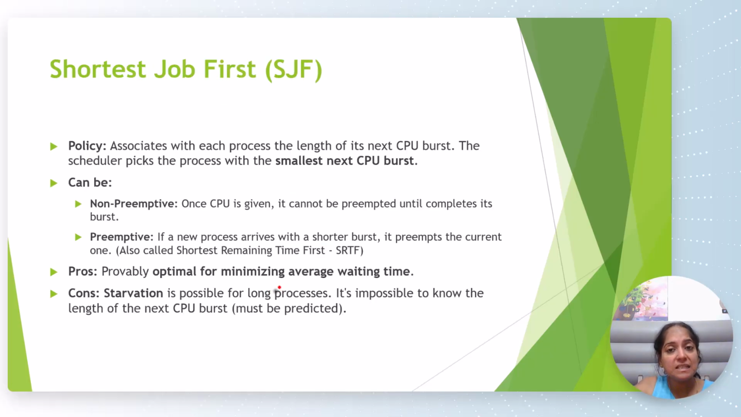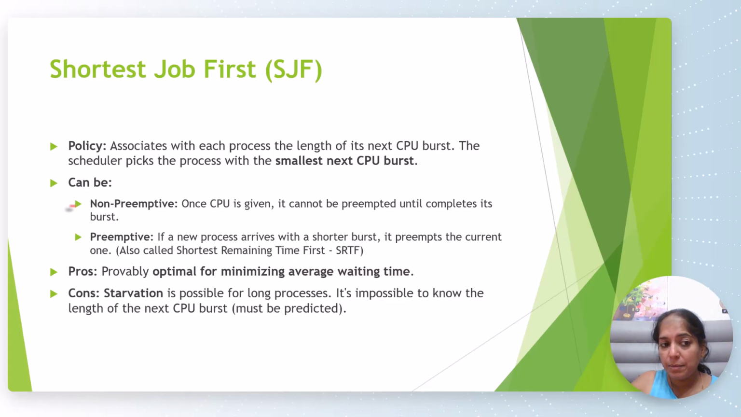Next comes shortest job first. In shortest job first, we check which process has the shortest CPU burst. The process with the minimum CPU burst will be executed first. So our main purpose is to execute the process with the short CPU burst. The smaller processes will be executed first, and longer processes will be executed later on.